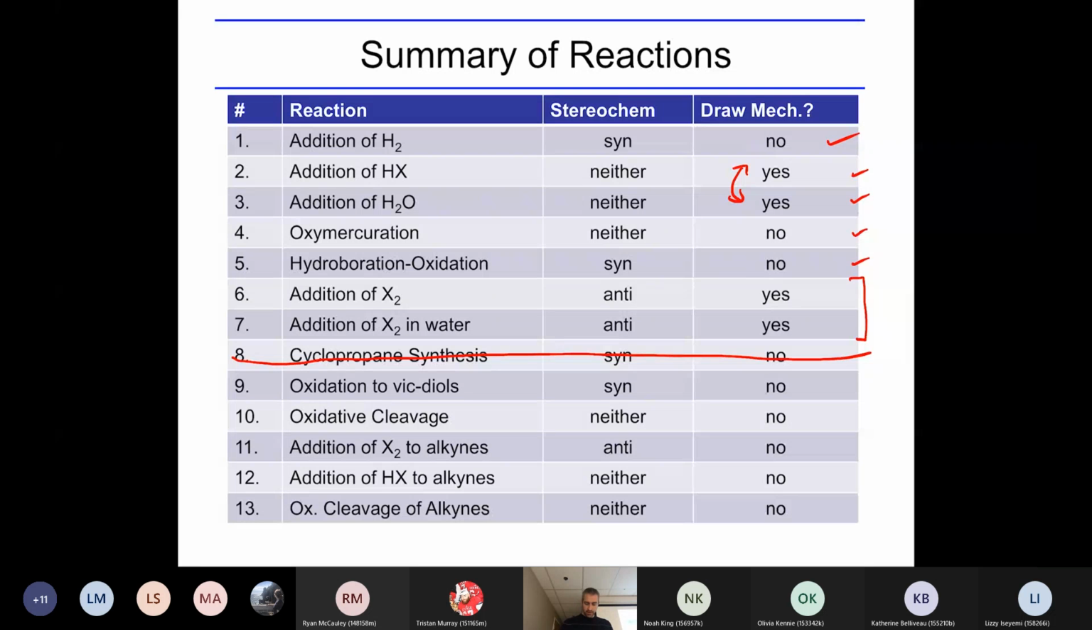And then we did a bunch of, I'd say, quick ones towards the end. Oxidation to vicinal diols using cold KMnO4 or osmium tetroxide. We did oxidative cleavage using, again, hot KMnO4 or ozone. Just the ones we did today: addition of X2, addition of HX, or oxidative cleavage, all of which are analogous to reactions we've already covered for alkenes.